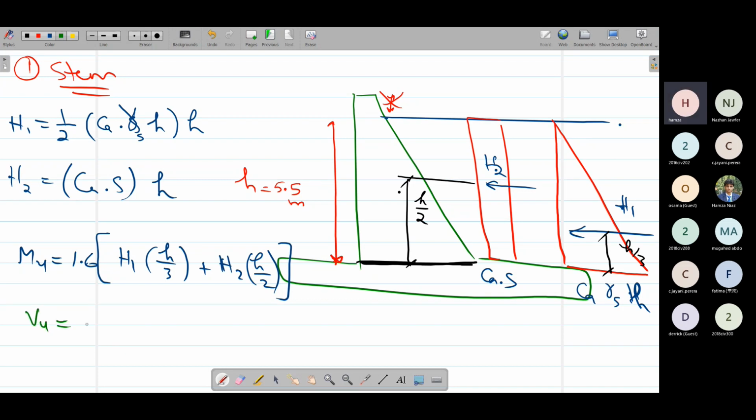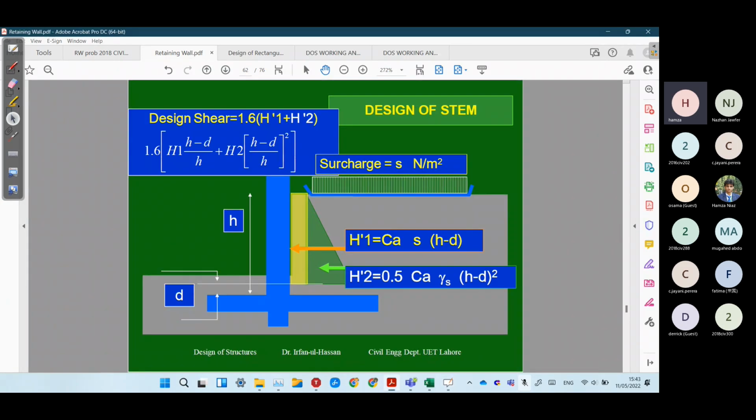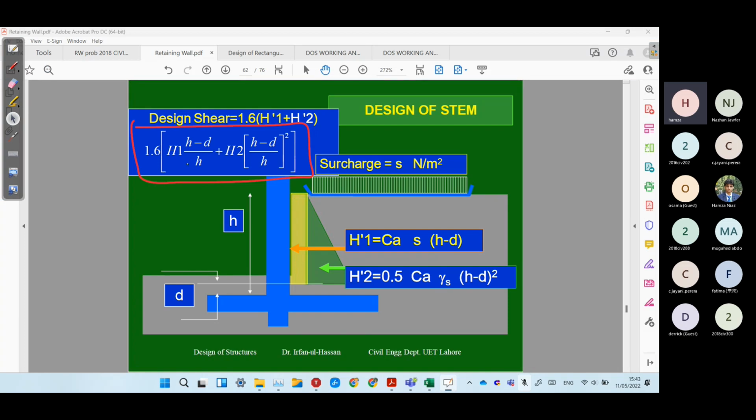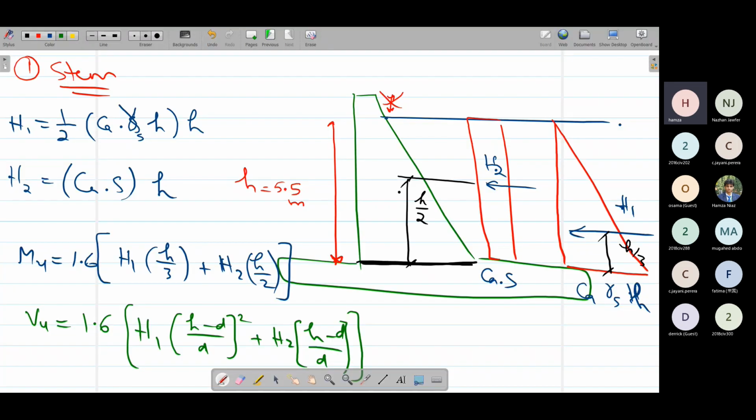For shear, again the factor of safety is 1.6. Now the formula is simply a bit different. Just simply memorize this formula. That is H1, this is our triangular force, times (H minus D over D) whole square, plus H2 times (H over D minus D). In this portion they have written H1 and H2 values changed. They have taken H1 as rectangular and H2 as triangular. But from the first step we are taking this as H1 and H2, so take these as H1 and H2.